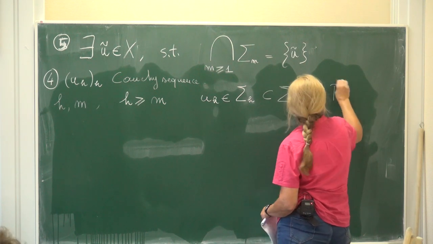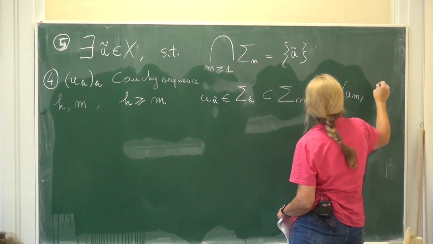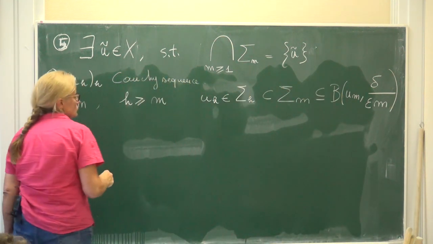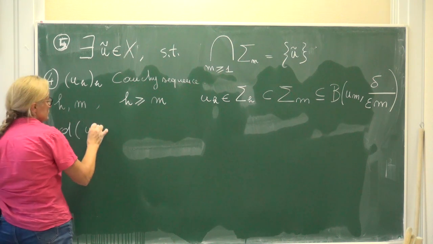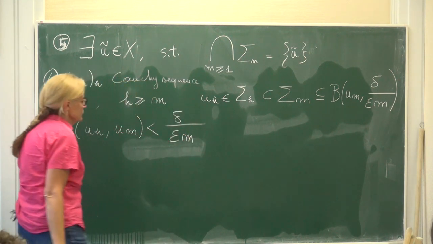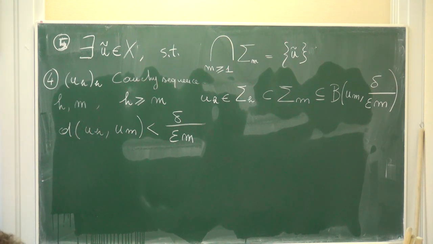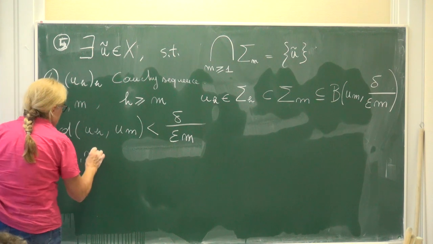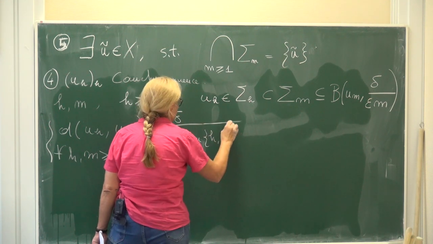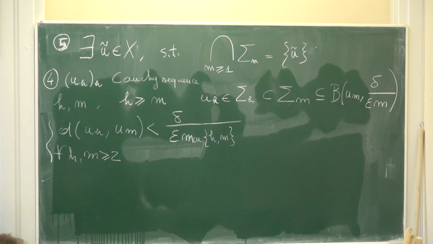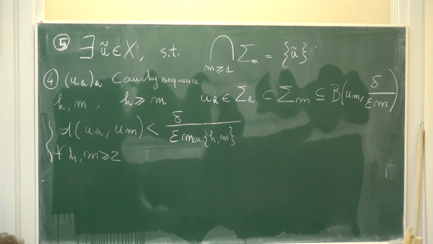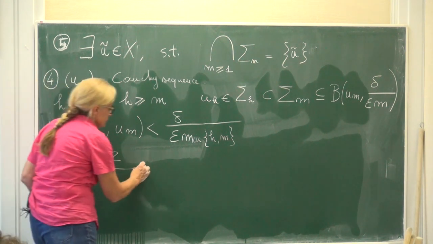And by step 3, this is contained in the ball of center u_m and radius delta over epsilon_m. M is large. So we already proved all those facts, and you have that the distance of u_h, u_m is smaller than delta over epsilon_m. In general, for any h, m greater or equal than 2, you have this inequality that tells you immediately, since delta and epsilon are fixed, that this is a Cauchy sequence. And then we can prove step 5.